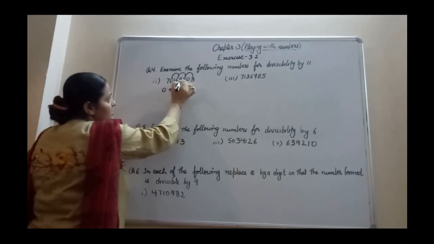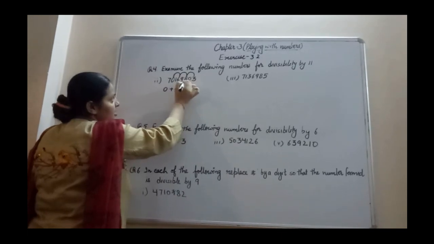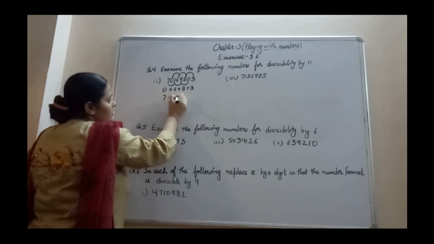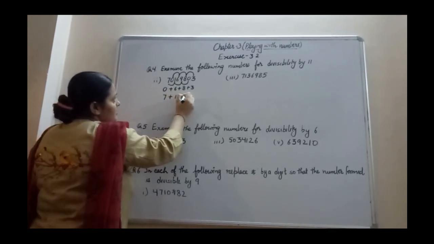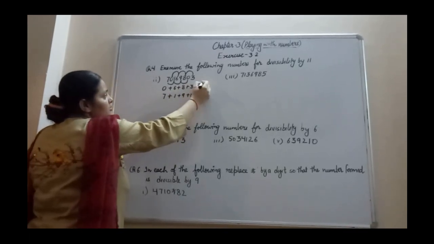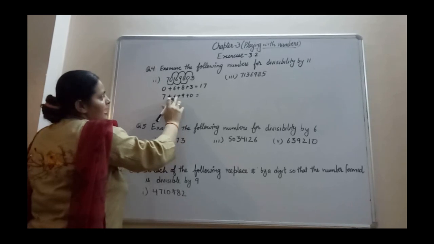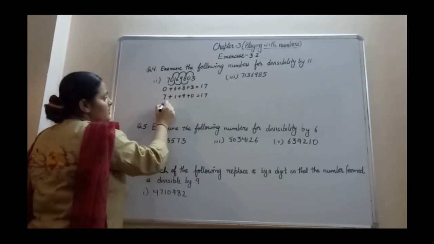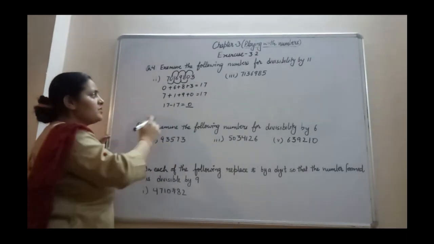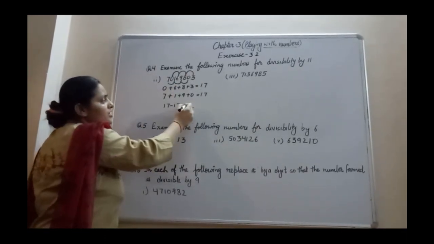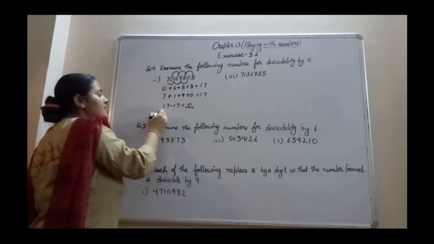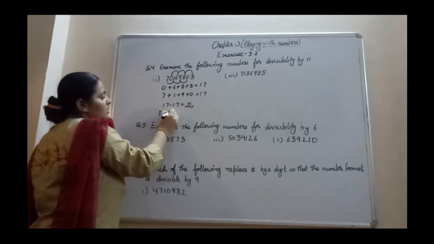Then I'm going to add the even place numbers, starting from the tens place. So it is 7 plus 1 plus 9 plus 0. So let's find out the sum. So 14 plus 3 will be 17, and 9, 10, 17. So now we are going to subtract them. 17 minus 17, and this is 0. So 0 means this number is divisible by 11. If the difference is 0 or a multiple of 11, then the number is divisible by 11. So we can say that it is divisible by 11.